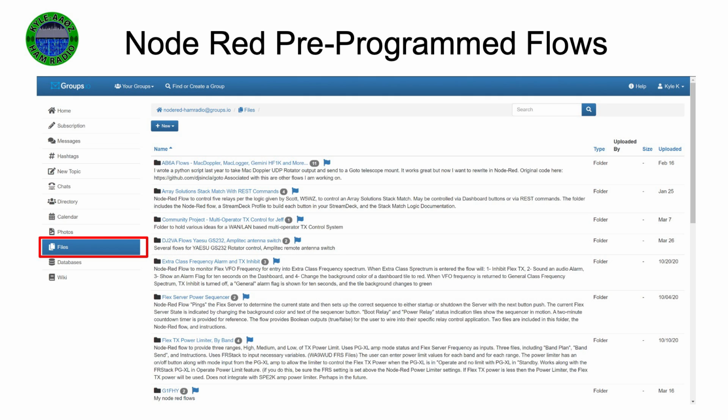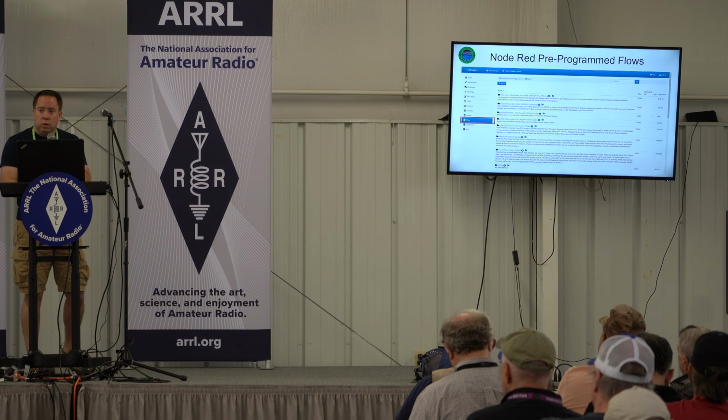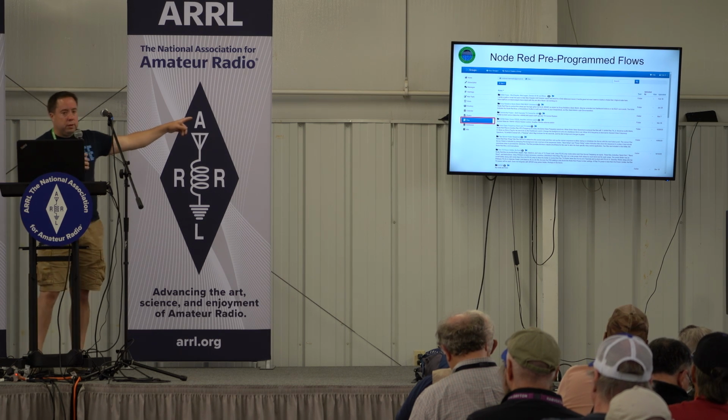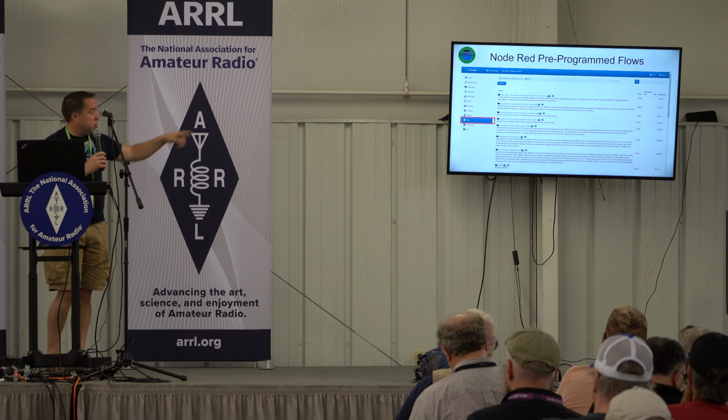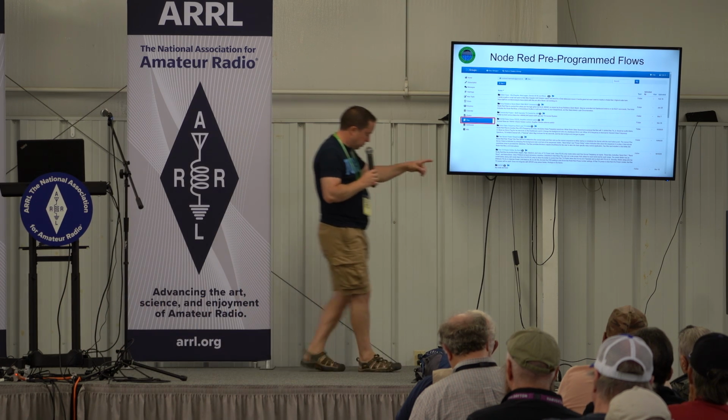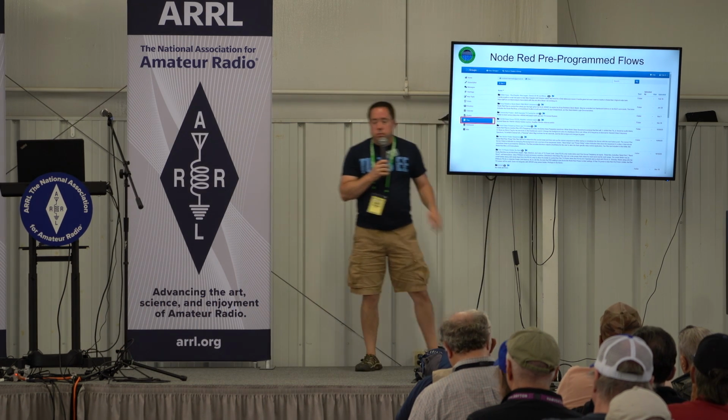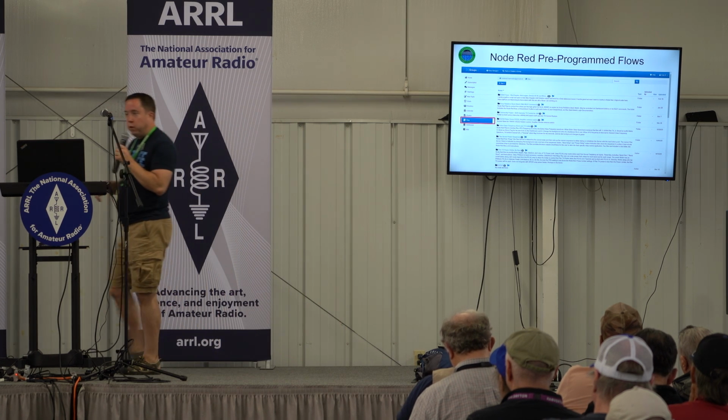So now, where do you get your pre-programmed flows? There's a files section on Groups.io. This is where all of them live. So if, let's say, you've got an ICOM 7300 and you want a flow for that, or let's say you've got a Yaesu rotor or an Expert amplifier, come over to this file section, and then you can search up here in the corner for your piece of equipment and see if there's a flow for it.